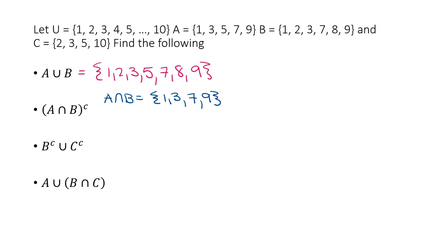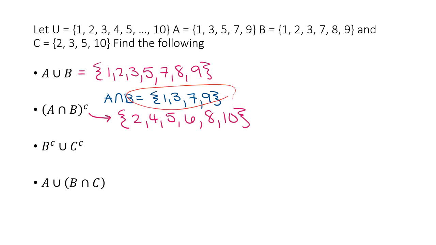So I did the part in the parentheses first, and then I'm going to apply the complement to that intersection. So what that means is I'm going to look at my intersection, which I have written down in blue, and then the complement of that intersection is every number that's in the universal set, but not in my intersection. So let's see, the numbers that are missing would be 2, 4, 5, 6, 8, and 10. And that would be my final answer.